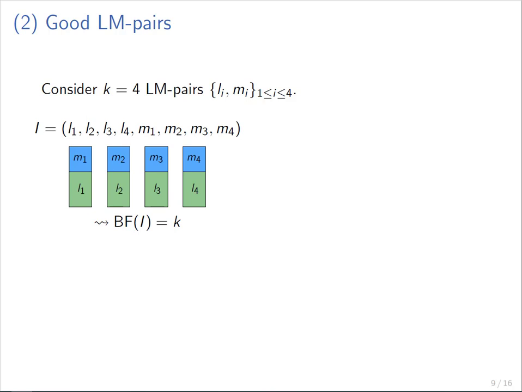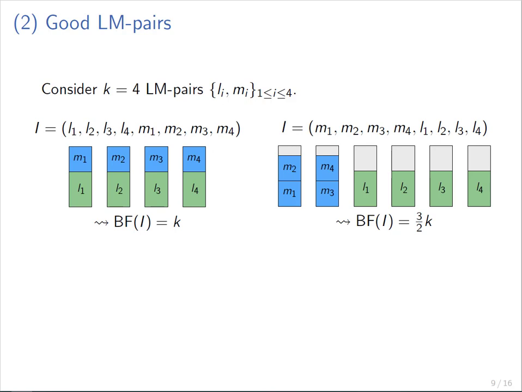And for such a permutation, it is easy to see that best fit opens new bins for each L item, but then on arrival of each M item, this M item can be packed into the corresponding bin. So best fit opens exactly k bins here, which means best fit is optimal.